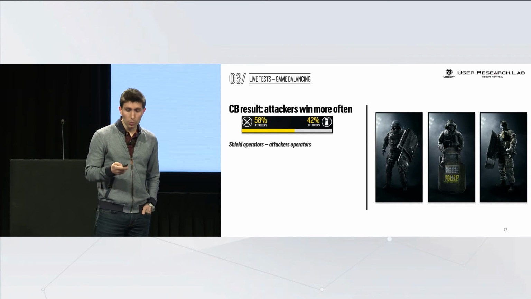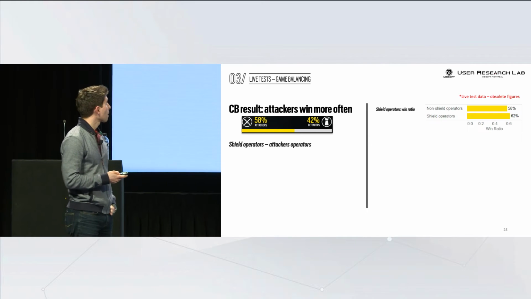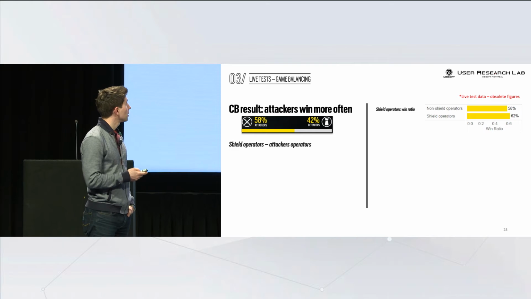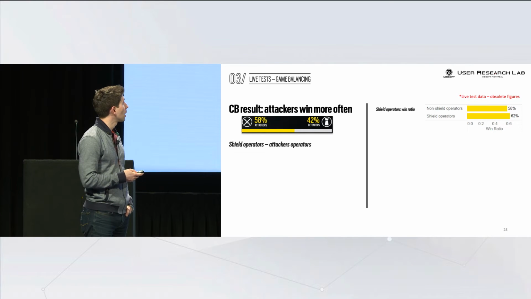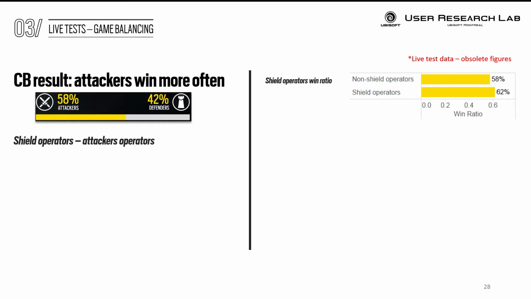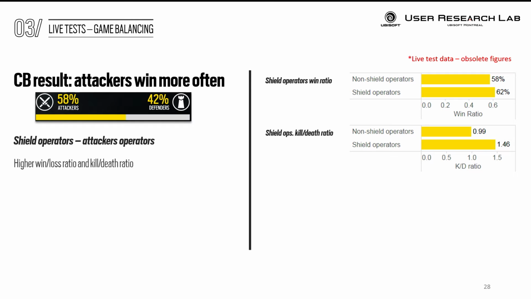So now let's have a look at the win ratio for those guys. And as you can see, shield operators had a win ratio far better than other non-shield operators. 4% for a game designer, it's huge. It's a very, very big difference. So we looked at one other thing. We looked at kill-death ratio. And in terms of kill-death ratio, you can see that, wow, there is an even bigger gap between shield operators and non-shield operators.